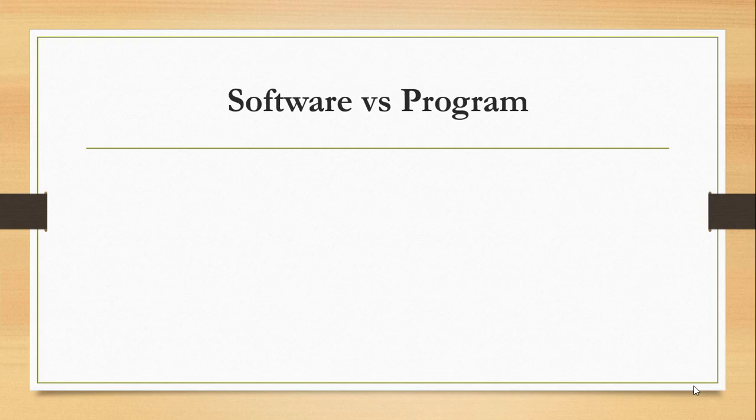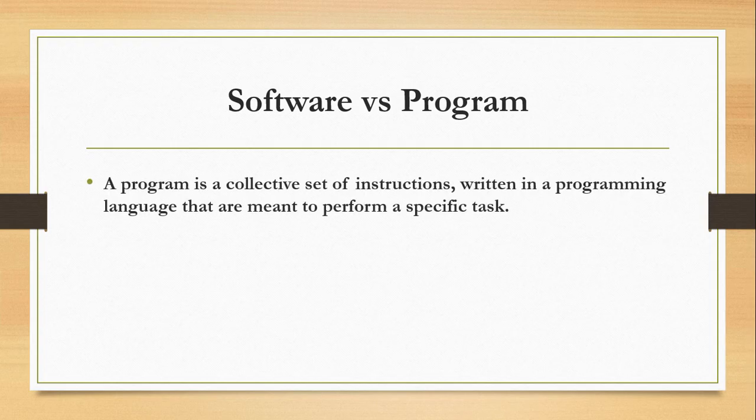Now, talking about software and program, first of all, we'll see program. Though we've seen program in the previous tutorials in this series, let's look at program once more. A program is a collective set of instructions written in a certain programming language that are meant to perform a specific task. We've seen program as a set of instructions: when we want to tell the computer to perform a specific task, we simply write a program in a certain language.